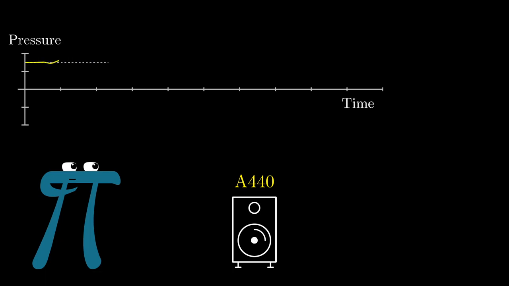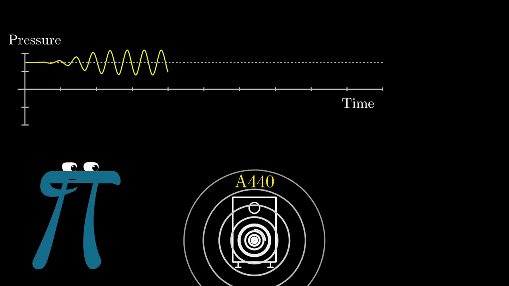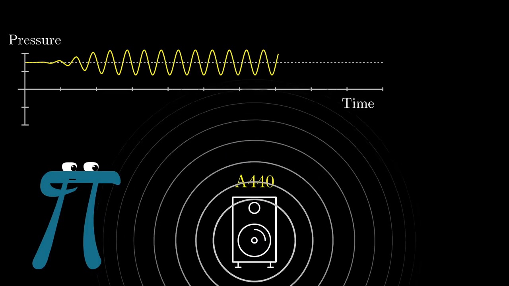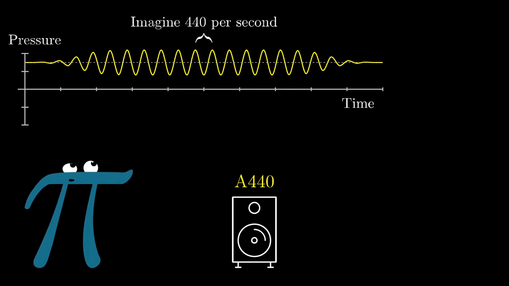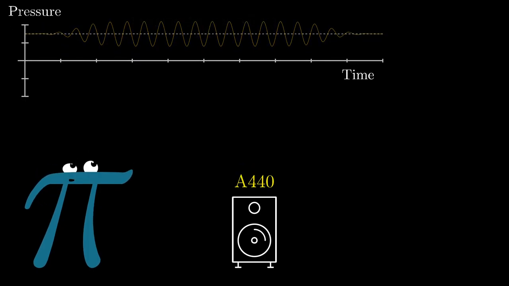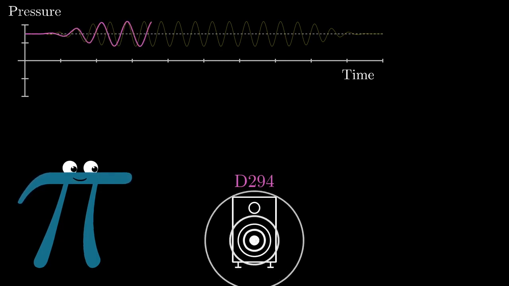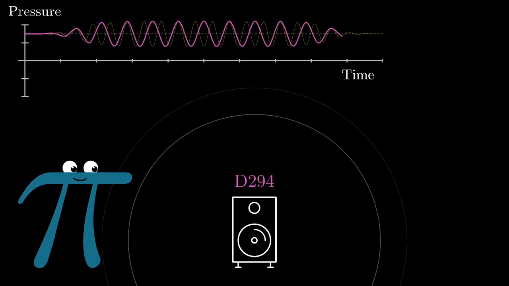meaning if you were to measure the air pressure right next to your headphones or your speaker as a function of time, it would oscillate up and down around its usual equilibrium in this wave, making 440 oscillations each second. A lower pitch note, like a D, has the same structure, just fewer beats per second.